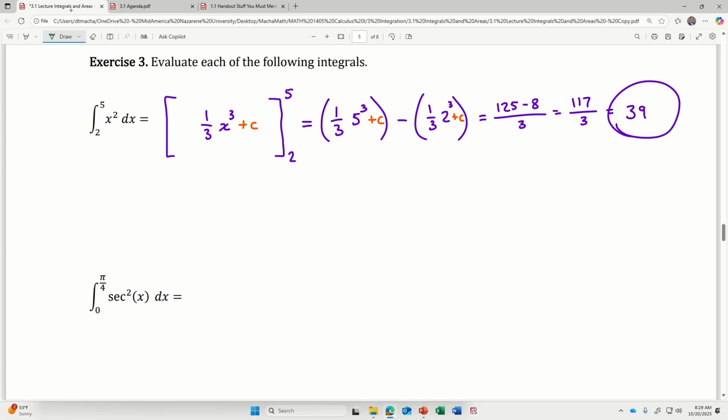All right, here's another integral. So suppose I want to integrate secant squared of x from 0 to pi over 4. I'm going to write my square brackets. I'm going to write the lower bound here and the upper bound here. What goes inside the square brackets is the antiderivative of secant squared, which is tangent.